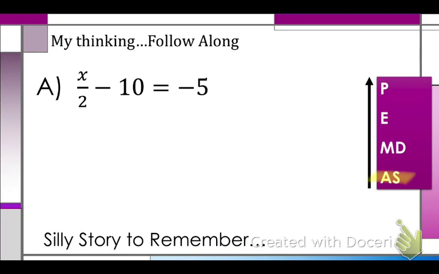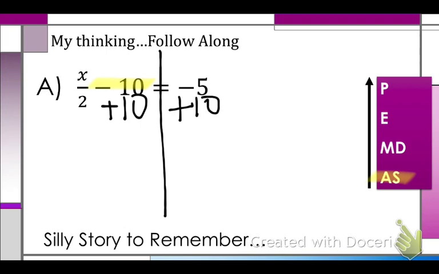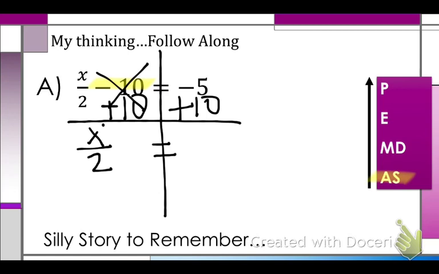So I see off to the side here in my equation x over 2 minus 10 equals -5 that I do have addition or subtraction that I can get rid of first. So I'm going to draw my line just to help me see. If I'm subtracting 10, what's the inverse operation? Addition. So I'm going to add 10 on both sides. Don't forget that golden rule. My 10s are canceled out, so I have x over 2 equals -5 plus 10, which should leave me with 5.